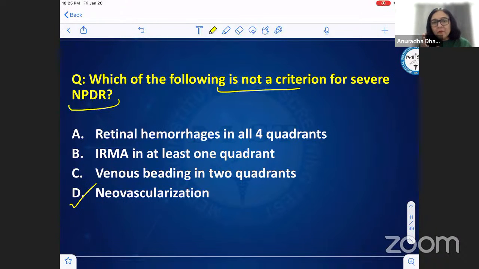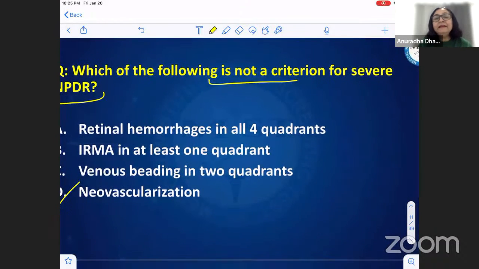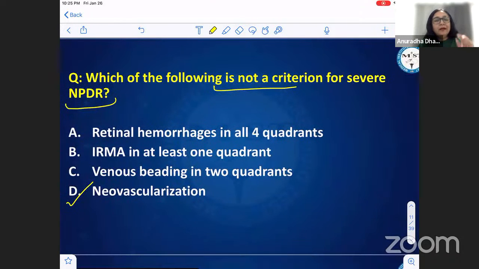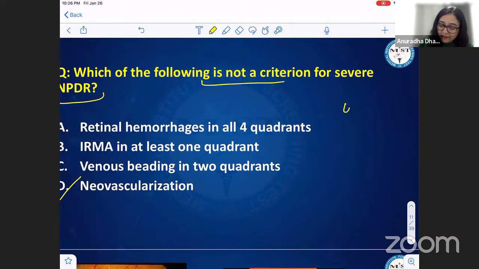Otherwise, if the choices were somewhat different, how do we define severe NPDR? There are criteria based upon the ETDRS study. Remember, the ETDRS study has classified diabetic retinopathy into different stages, and it has also classified non-proliferative diabetic retinopathy into mild, moderate, and severe NPDR. And what are the three criteria, one of which should be present for a case to be labeled as severe NPDR? That is guided by what is known as the 4:2:1 rule.